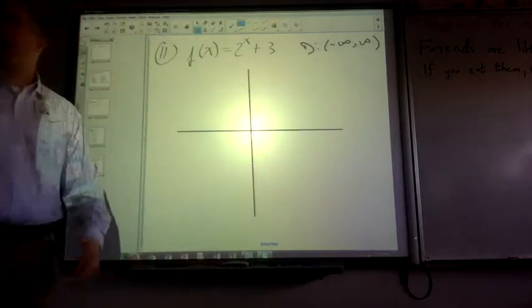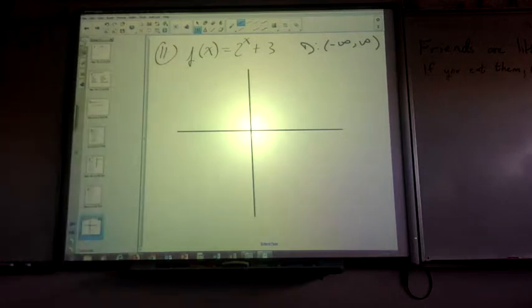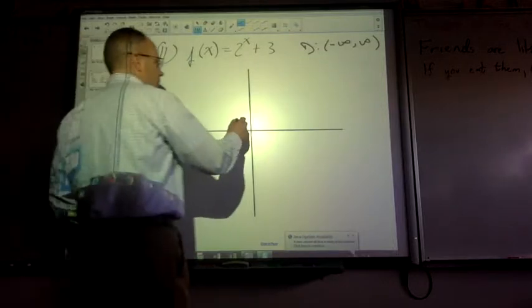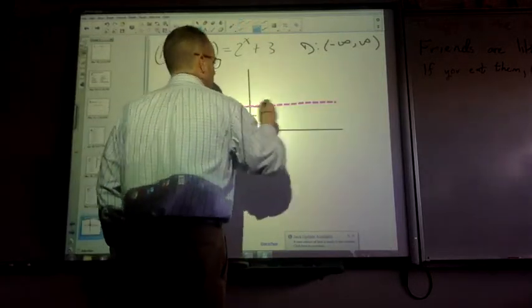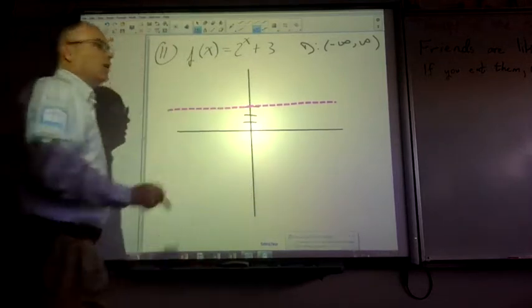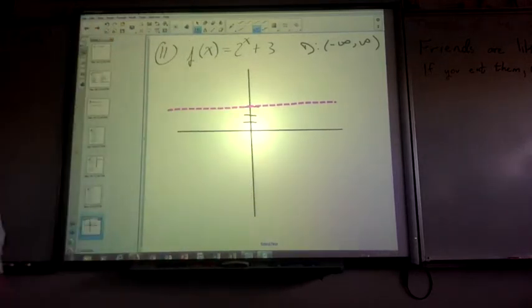Does it appear we have a horizontal asymptote? Which we do, but what is it? That's my horizontal asymptote. It's 3, right? If I add or subtract anything from it, it's going to be 3. So that's the imaginary line that we can't cross.